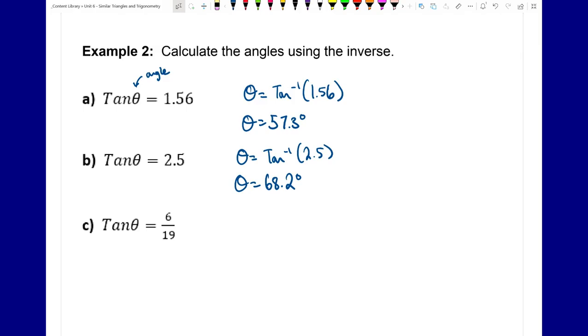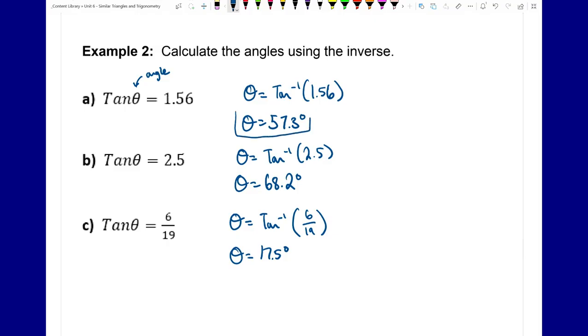Lastly, even if we had a fraction, we can still go through and do this, and this is what we're going to be doing in a few seconds. But again, if I want to find my angle, I'm going to move tan to the other side. 6 divided by 19. If we really wanted to, we could figure out what 6 divided by 19 is first. Or if you're more comfortable with it, you can enter this all into your calculator. Tan, the inverse of tan, and then brackets 6 divided by 19 to get our value. And we should have an angle of 17.5 degrees.